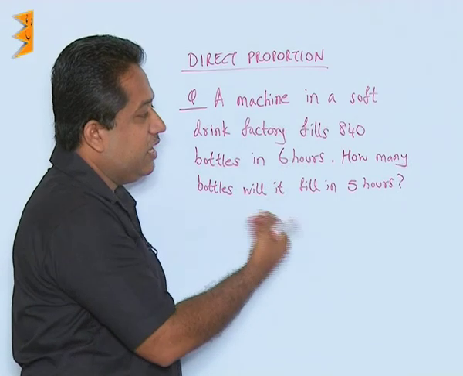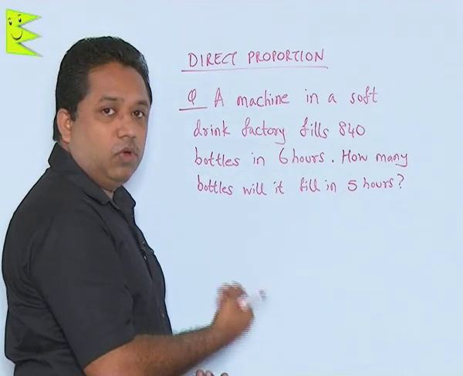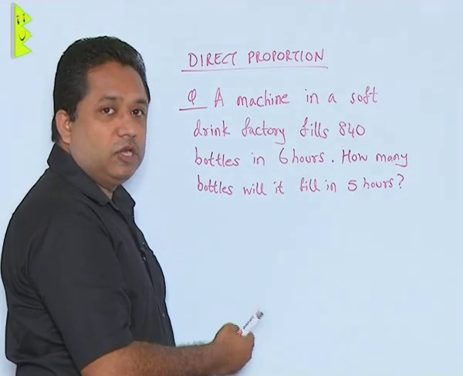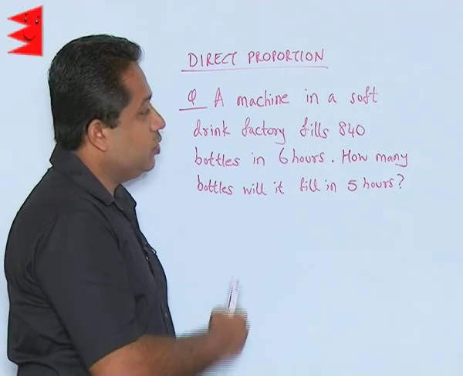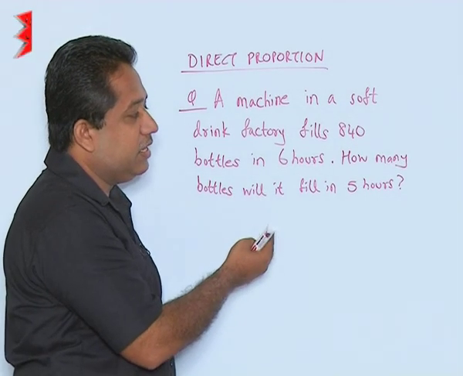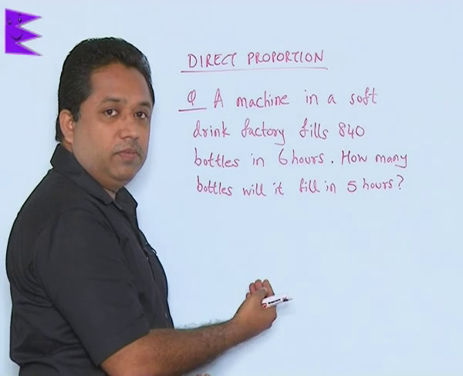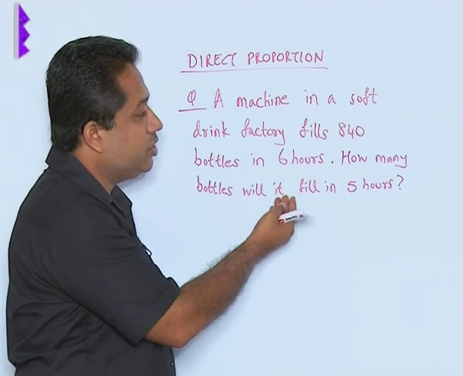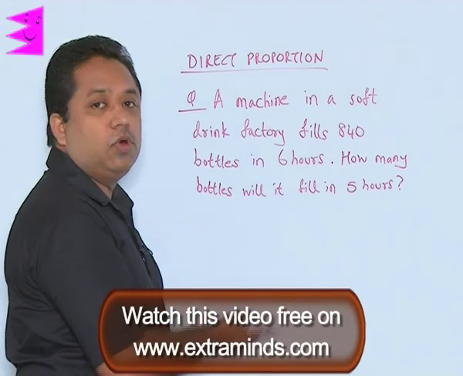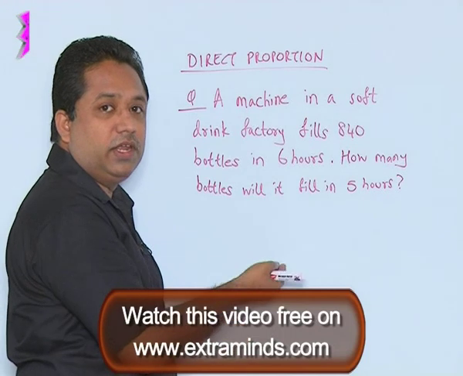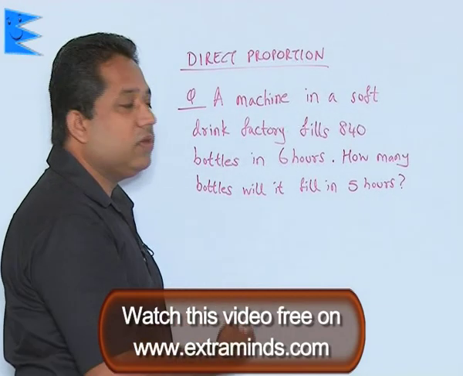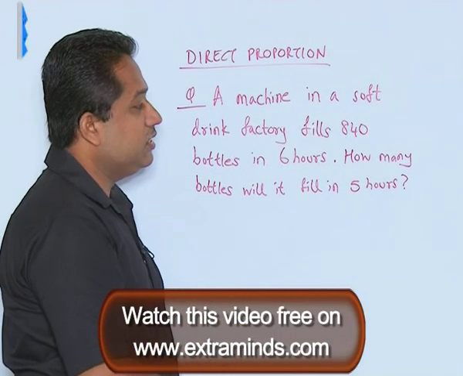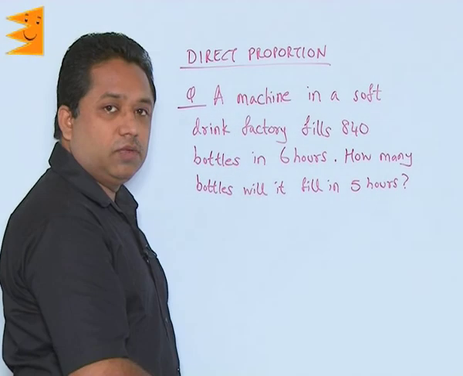If the time is increased, will it be able to fill more bottles or will it be able to fill fewer bottles? So, here we can understand very clearly that when we give more time to the machine, it will be able to fill more bottles. So, when time is increased, the number of bottles it can fill will also increase. So, this is a question based on direct proportion.